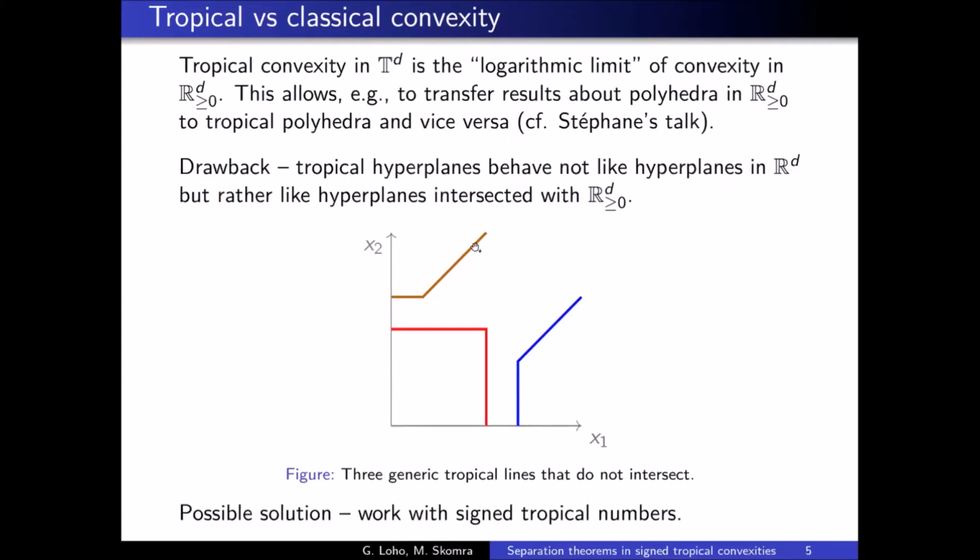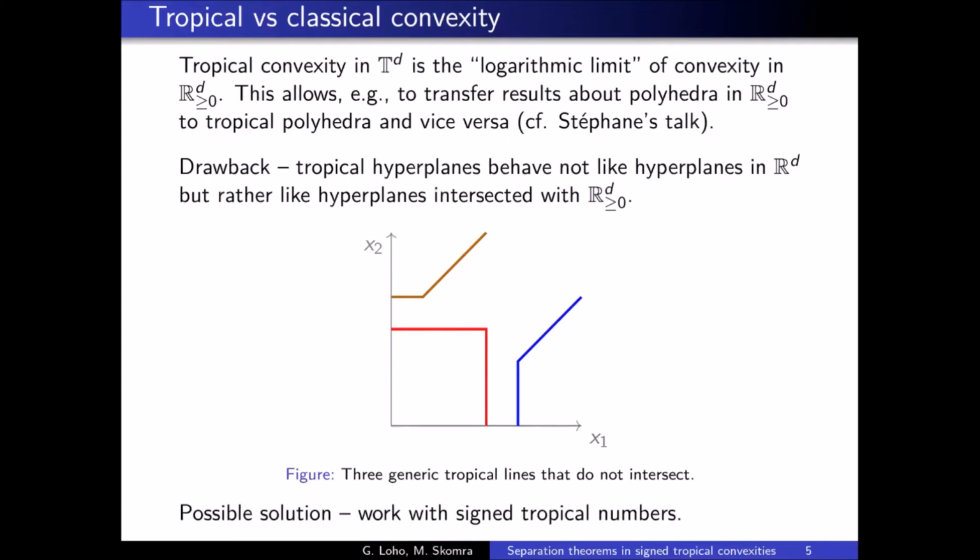Here I have the tropical plane, and I have 3 lines in this tropical plane. These are 3 generic lines. They have nothing in common with each other. But as we can see, these 3 lines do not intersect at all, even though 3 generic lines should intersect in 3 points. And this is exactly because these 3 lines mimic what should happen in the non-negative orthant of the plane rather than what should happen in the plane as a whole.